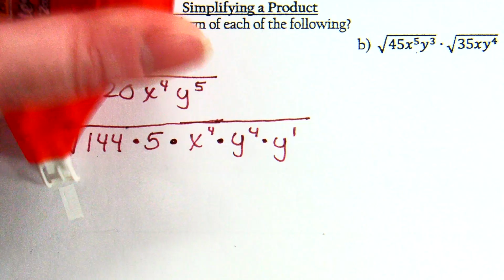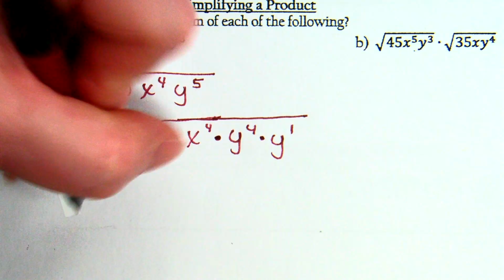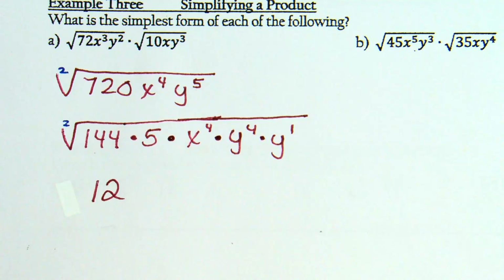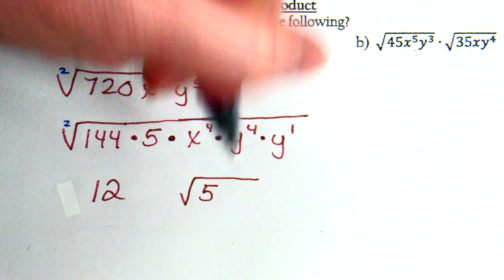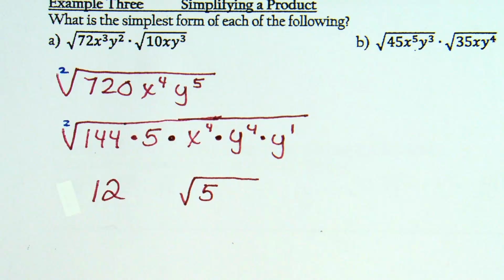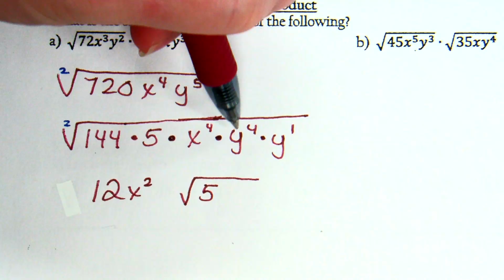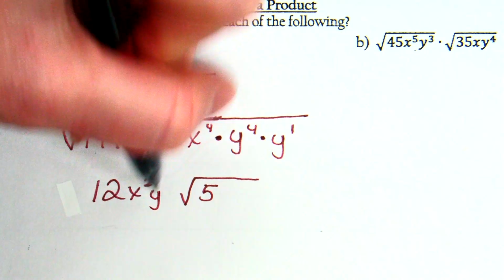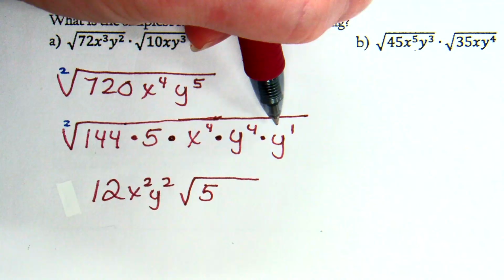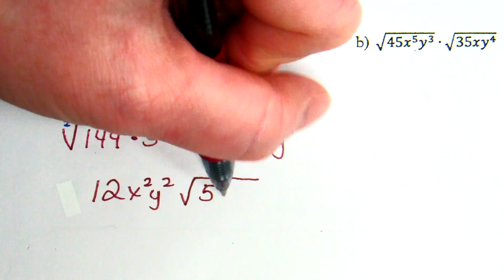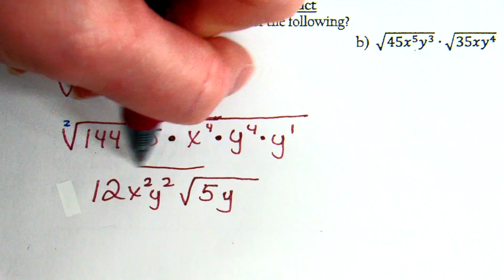Square root of 144. Can you do it? 12, and it goes outside. Square root of 5 stays under the radical. Square root of x to the 4th. 4 divided by 2 makes it x squared. Square root of y to the 4th. 4 divided by 2 makes it y squared. Square root of y to the 1st. I can't do 1 divided by 2, so I leave y under the radical.